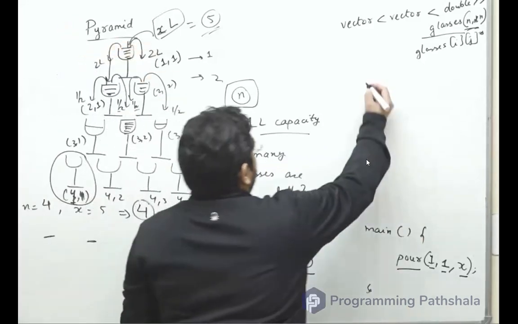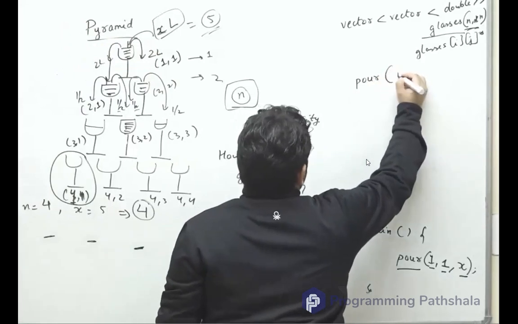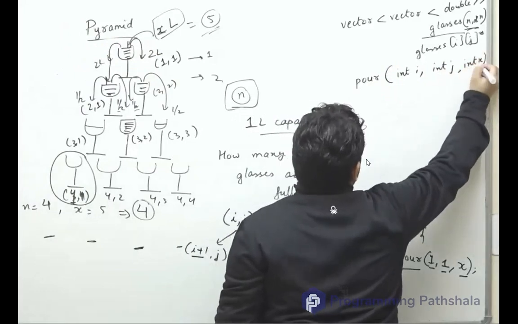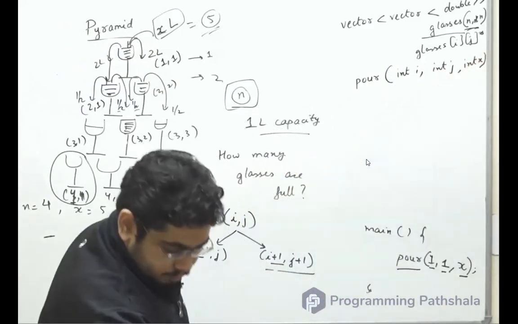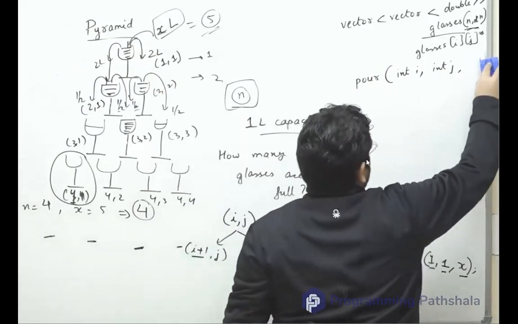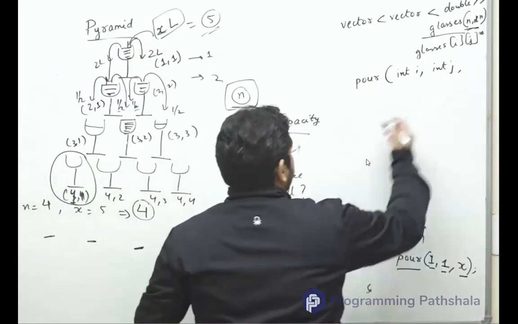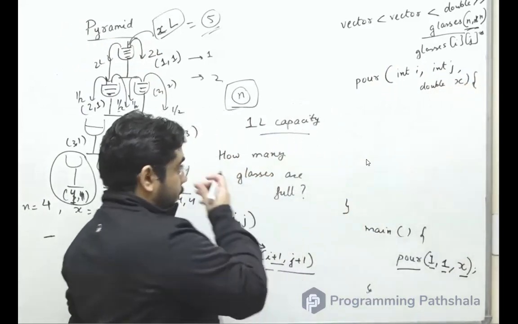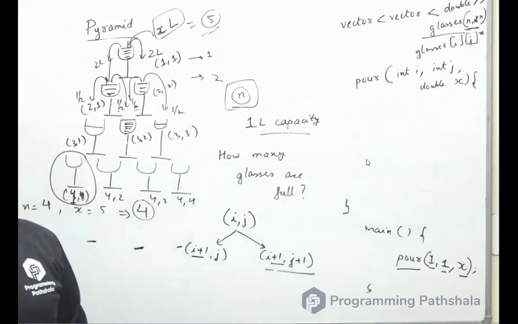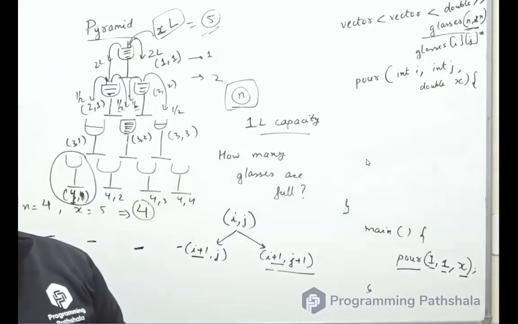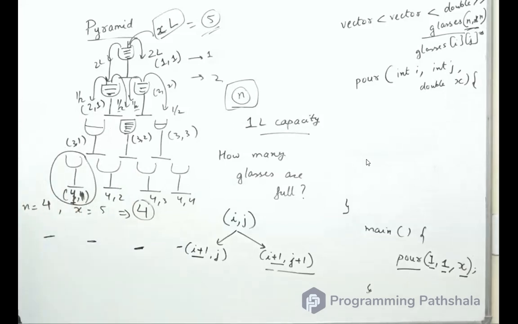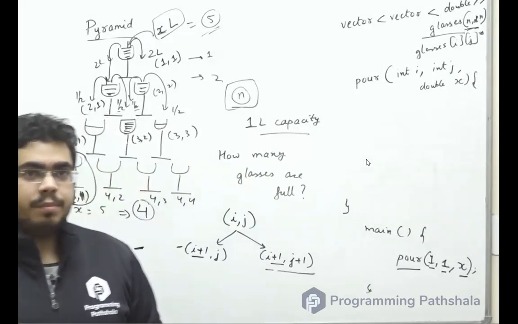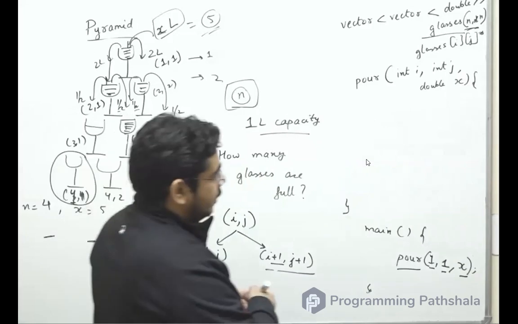Okay. Now let's write the pour function. Int i, int j, and your int x. Sorry, double x. Why double? Because again, it can be fractional. Okay. Let's look at termination. When to stop? When do we not need to keep on going? Okay, let's not depend first on x. Let's see how we will handle x.